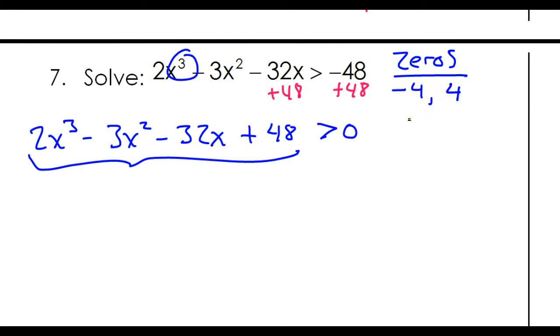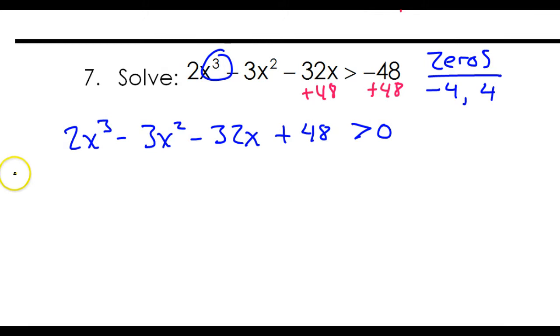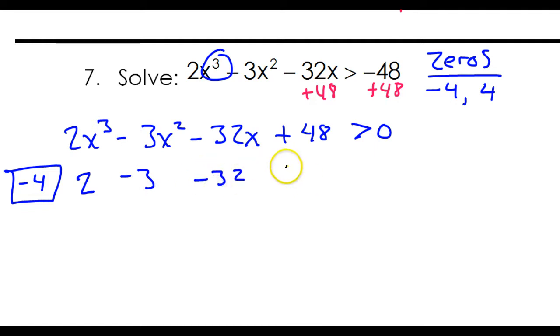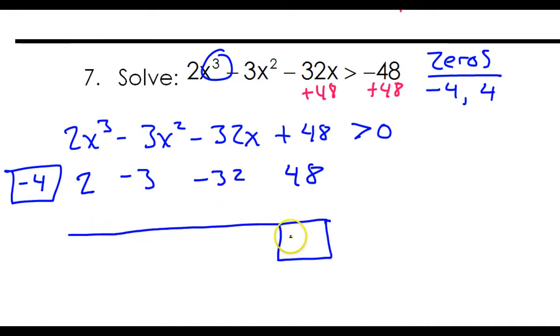So here's what we will do. Let's go ahead and use synthetic division to factor this down. Let's start with the -4, for example. If I use synthetic division and I start off with my -4 and look at these coefficients, I have 2, -3, -32, and 48. If I do synthetic division, I should definitely get a 0 remainder right now. So let's make that happen.